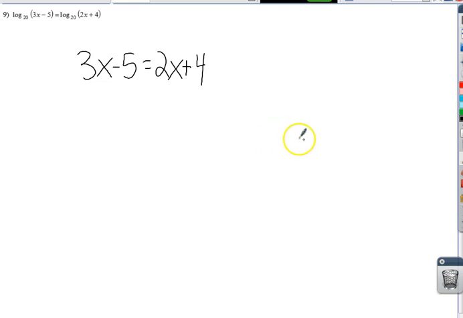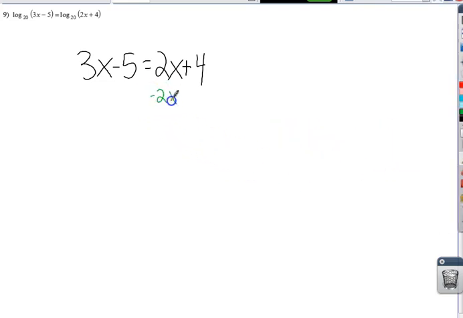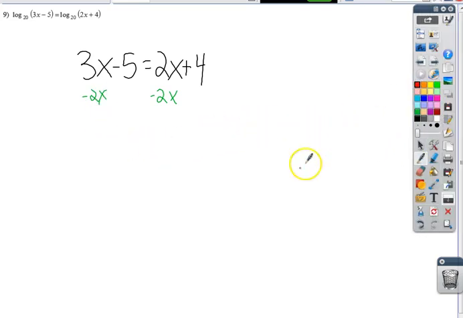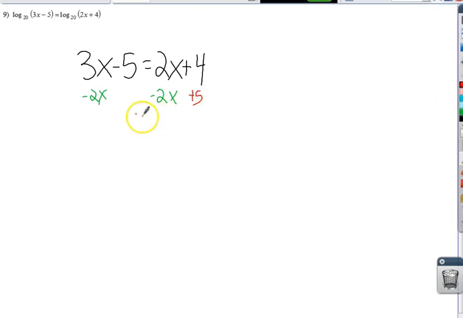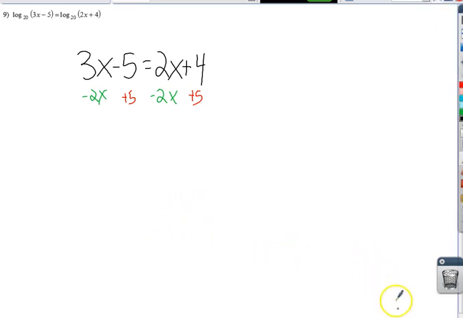Now from here, what I'm going to do then is simply subtract 2x, and I am going to add 5 to both sides. Now, when I do this, I am going to get x equal to 9. Now, before I circle it and go, woo, whoop, yay, I've got to make sure that it does not make the inside of my log negative.